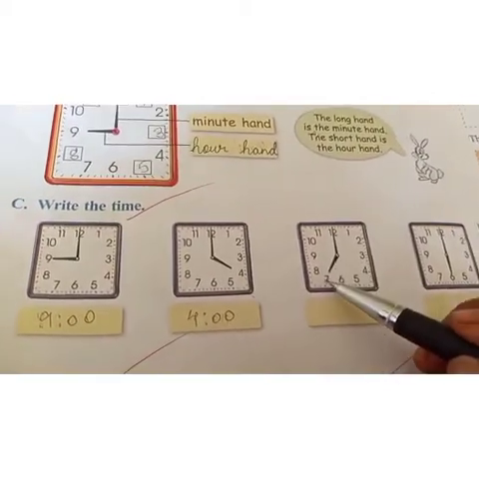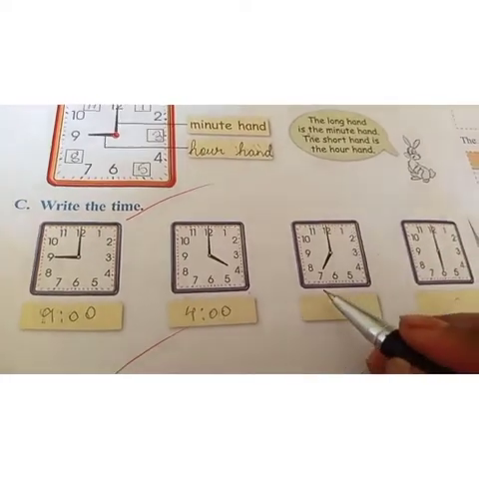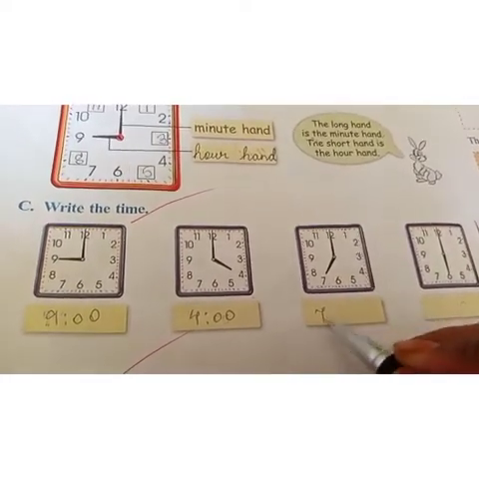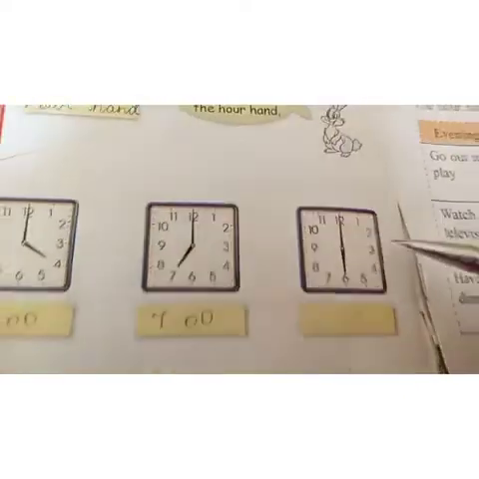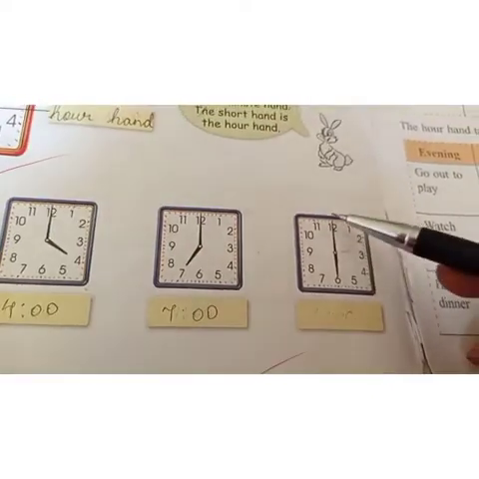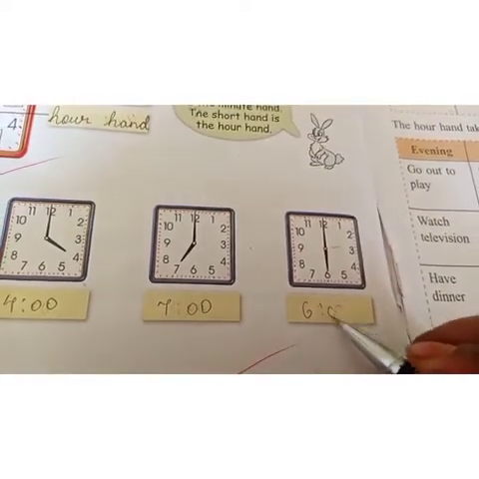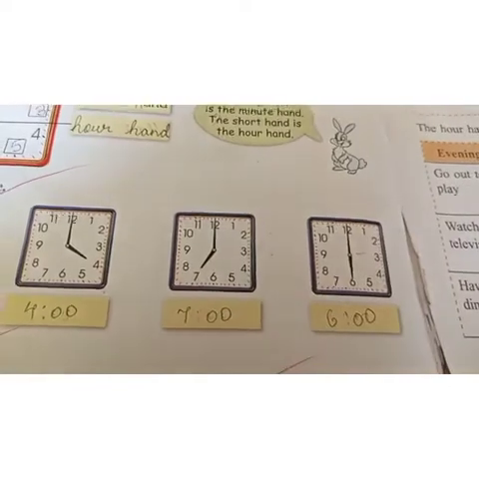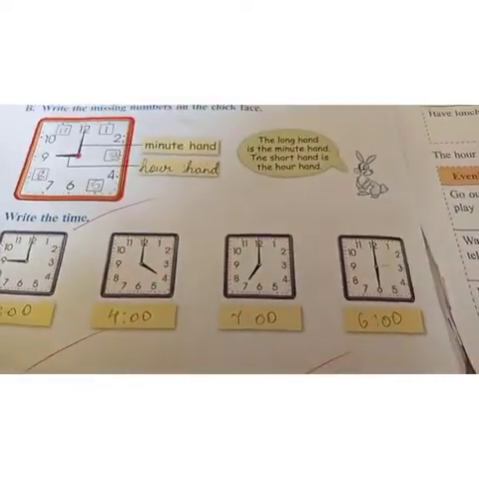The hour hand is on 7 and the minute hand is on 12. Again, here it is 7 o'clock. Okay. Now the last one, the hour hand is on 6 and the minute hand is on 12. It is 6 o'clock. Okay, children. So, we move on to the next exercise.